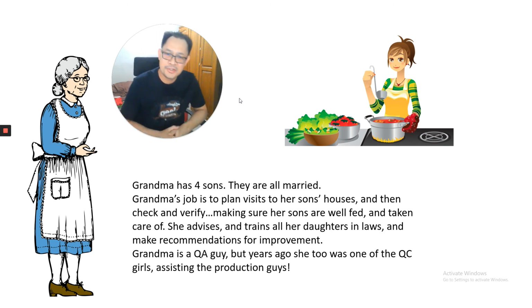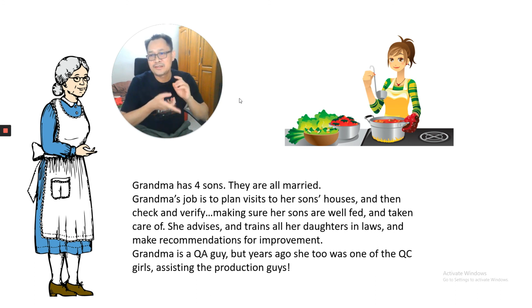So grandma's job is to plan visits to her sons' houses and then check and verify, making sure her sons are well fed and taken care of. She advises the daughters-in-law, trains them, and makes recommendations for improvements. So grandma is our quality assurance guy. But years ago, probably 30 years ago, she was one of the QC girls assisting the production guys.